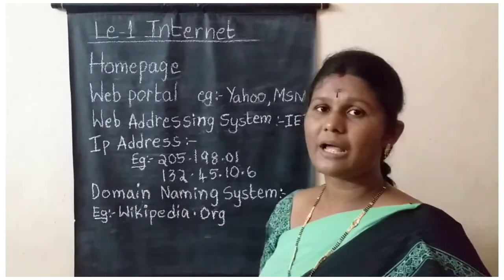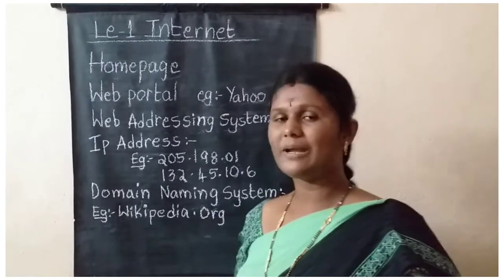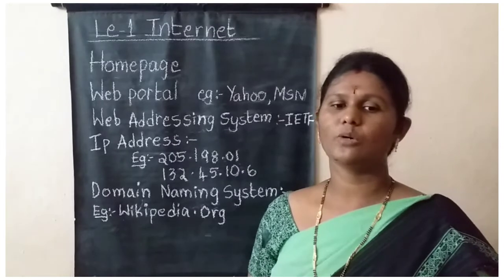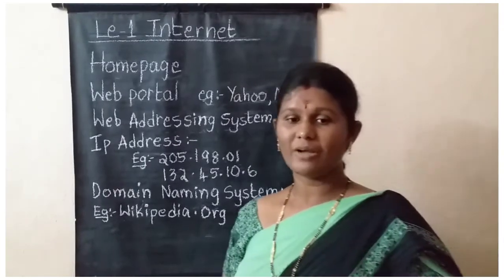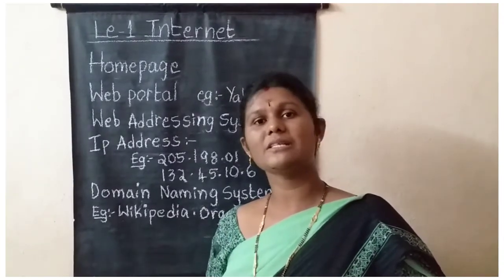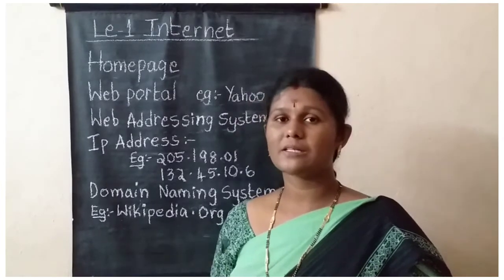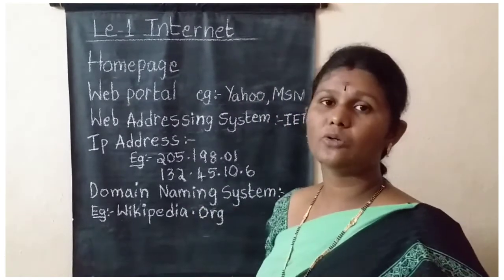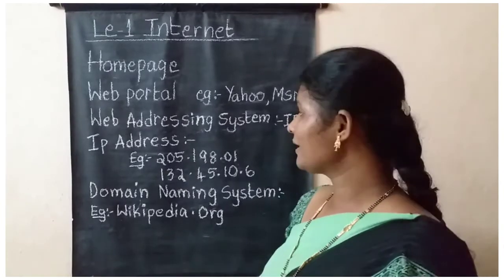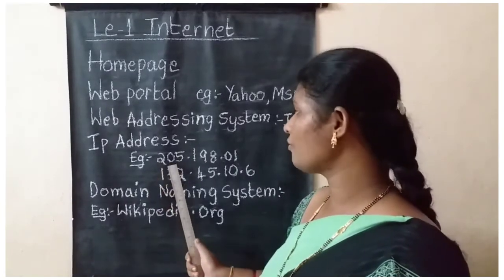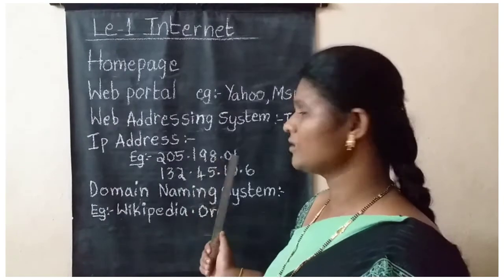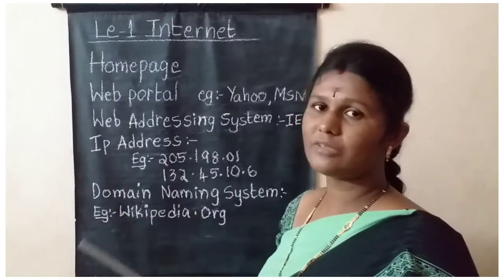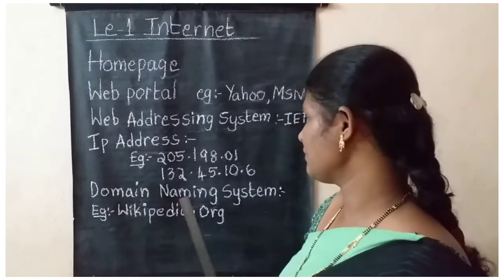Why do we use an IP address, children? To avoid transmission and network errors. We can directly use this IP address to access our web page. Instead of typing www.google.com, we can directly type 205.198.0.1. So the last topic of this lesson is the domain naming system.